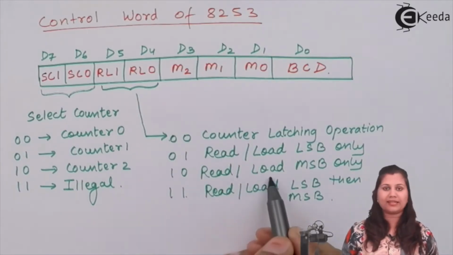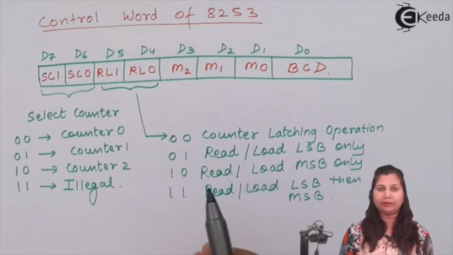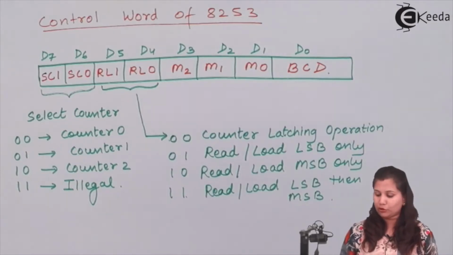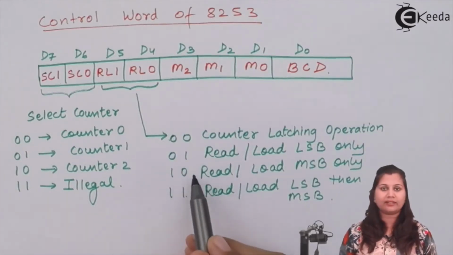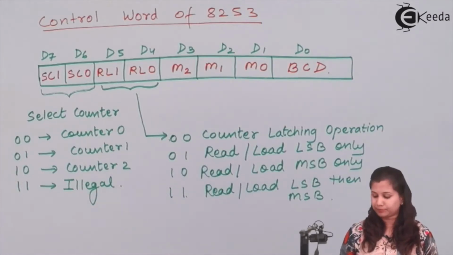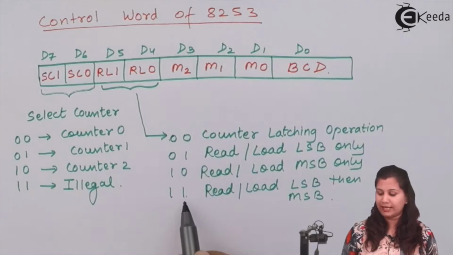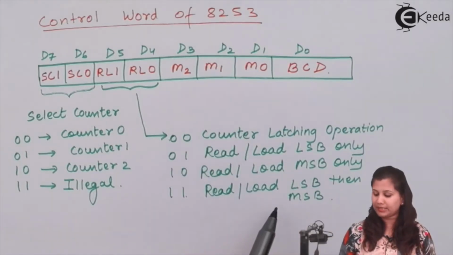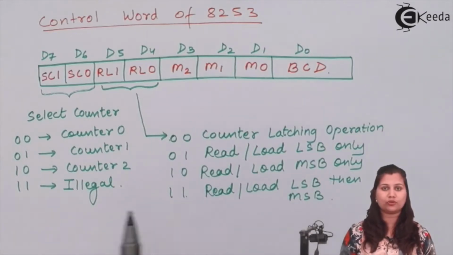Loaded also means they are written into the timer, and read means the count value of the timer will be read by the microprocessor. So these two operations are the read and write operations with the three counters. Then we have 1 1. This is the read and load LSB, then MSB. Means this function 1 1 is used to load or write or read the 16-bit count.